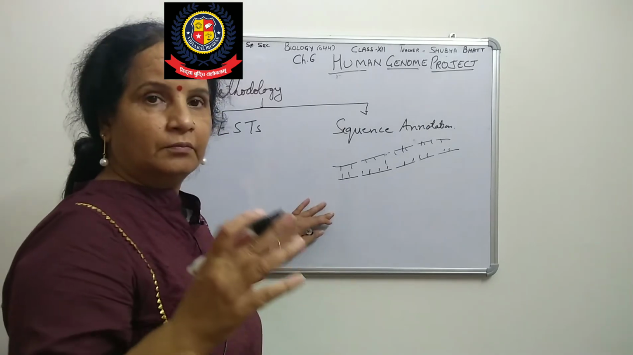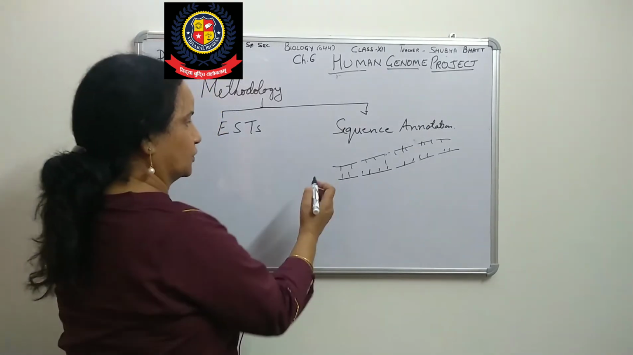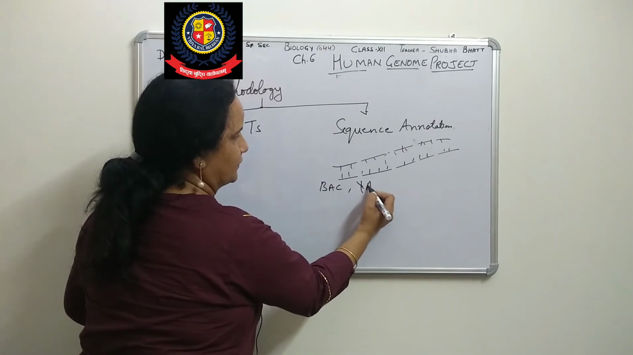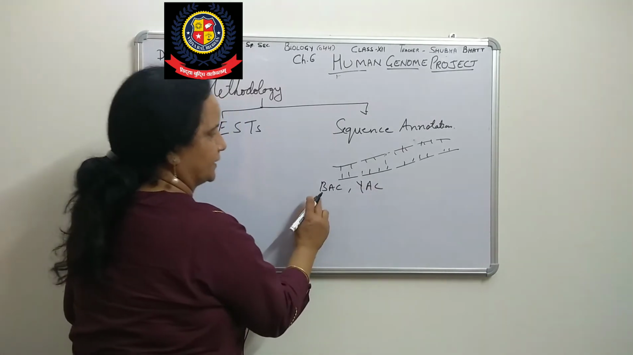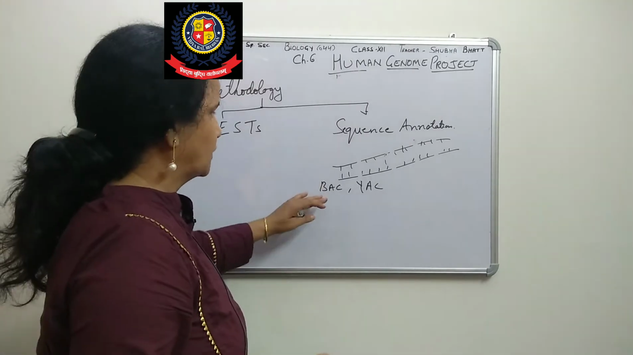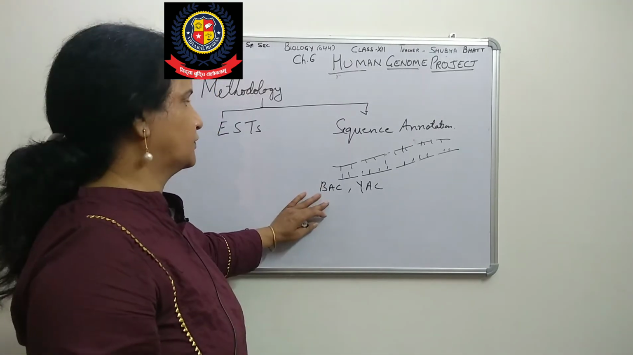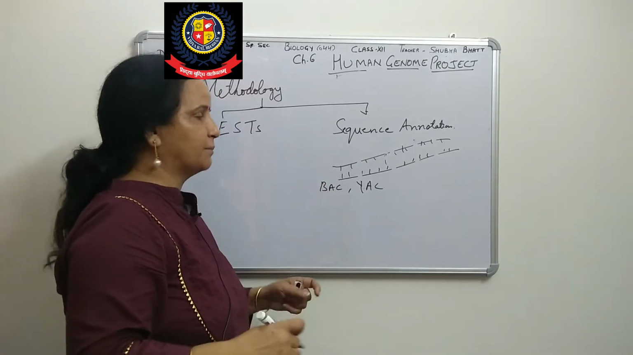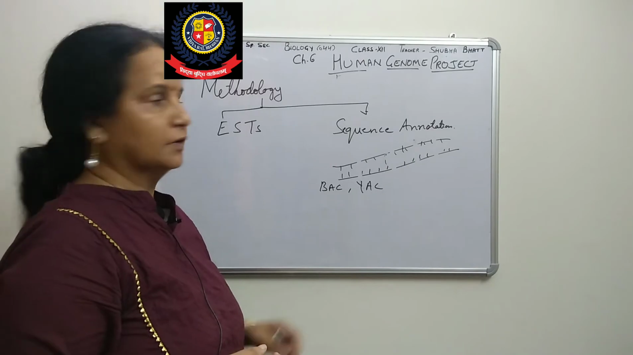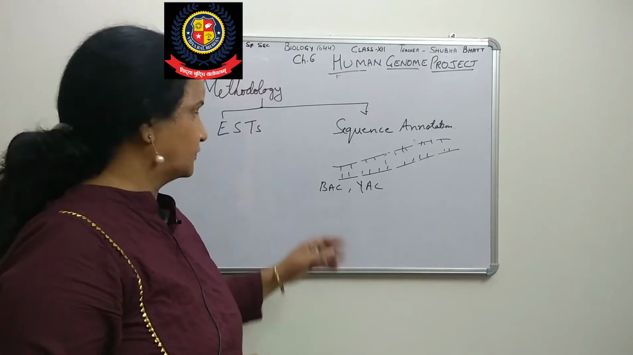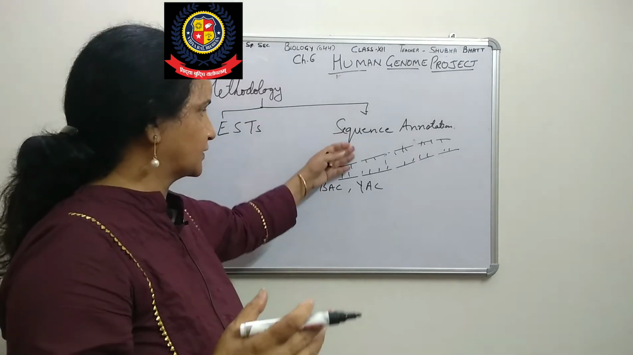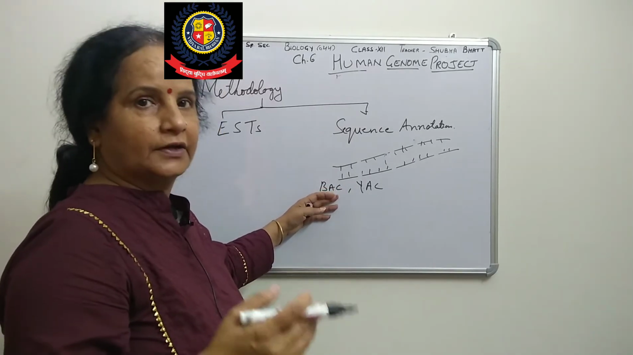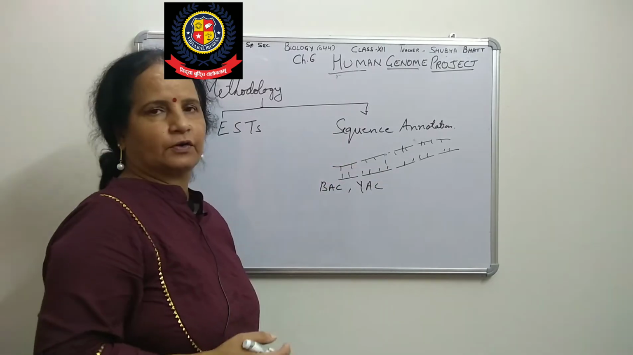Now we use some vectors, BAC and YAC. I already told you that BAC and YAC mean bacterial artificial chromosome and yeast artificial chromosome, where one is a prokaryotic cell and the other is a eukaryotic cell. So in that we make more copies by using these hosts. We attach these fragments with these chromosomes, and when the DNA replicates, these DNA fragments will also replicate.